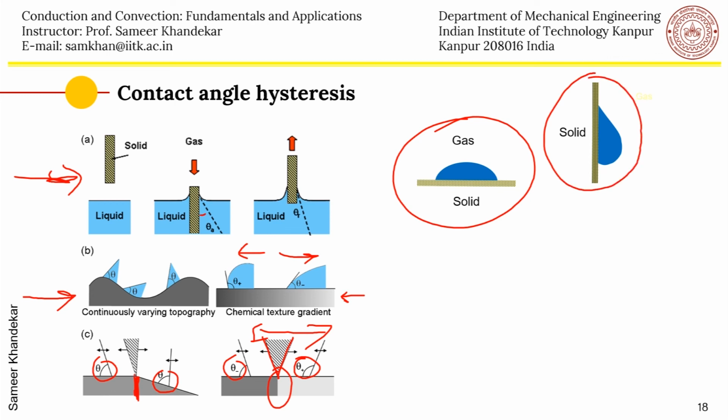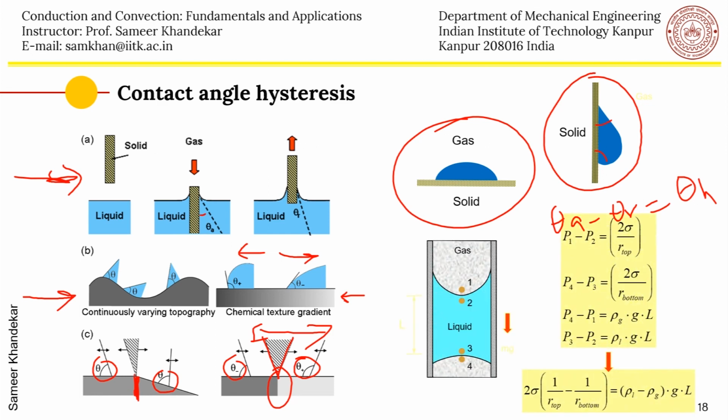Because of the hysteresis, a liquid plug, like a Taylor bubble plug or a Taylor plug, in a small pipe, you can actually apply the Young-Laplace equation at positions 1 and 2 and 3 and 4, and since the gravity is acting in this direction, this particular angle is different than this angle, because one of them is advancing, one of them is receding. Because of the hysteresis, if you apply the Young-Laplace equation, P1 minus P2 will be 2 sigma by r top, and here the radius is different, the top radius and the bottom radius are different, so 2 sigma by r bottom.